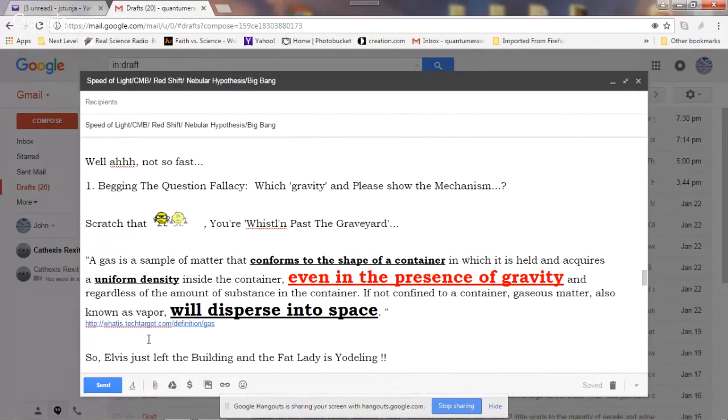From techtarget.com, a gas is a sample of matter that conforms to the shape of the container. We're going to get back to this one in a minute. In which it is held and acquires a uniform density inside the container, even in the presence of gravity, and regardless of the amount of substance in the container. If not confined to a container, gaseous material, also known as vapor, will disperse into space.